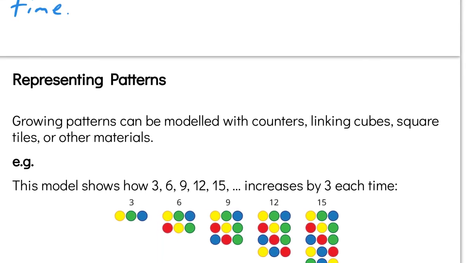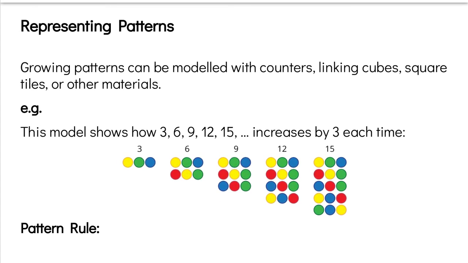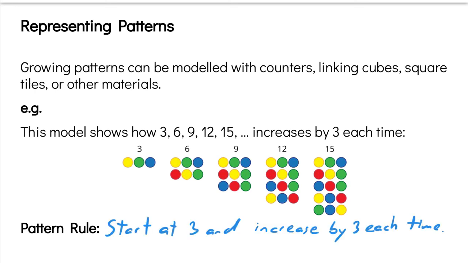Growing patterns can be modeled with counters, linking cubes, square tiles, or other materials. So, for example, this model here shows how 3, 6, 9, 12, 15 can be represented with these colorful circles. And even if we didn't have this pattern here, if we just had these circles and no numbers on top, we could make a rule for this pattern. And it might go something like this. Start at 3, which is here, and then increase by 3 each time. And you can see we're adding 3 more each time we move along to the next group.